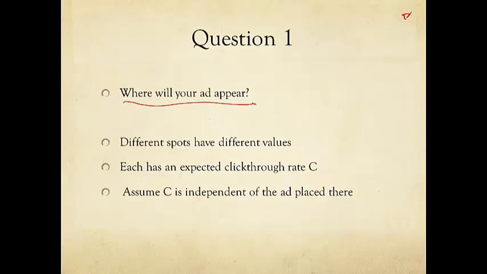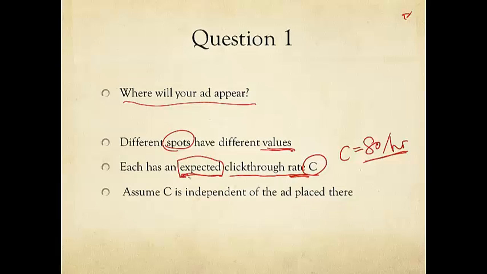Now, of course, where it appears matters a lot. We all know how important the Google search results and the advertisements there are in driving traffic to different websites. So different spots on a given page have different values. We can summarize that value through a single number called C. This is a positive real number, and it is the expected click-through rate. Since it's a rate, we're talking about how many per unit of time. For example, if C is 80, it means 80 clicks per hour: based on some historical data, an advertisement placed at this spot would generate 80 clicks every hour.